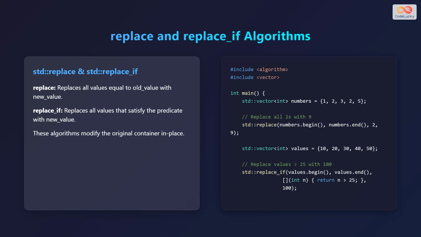Next, we create another vector of integers named values and initialize it with some values. Then we use the replace_if algorithm to replace all values greater than 25 with the value 100. The replace_if algorithm takes 4 arguments: the beginning iterator of the values vector, the end iterator of the values vector, a lambda function that checks if a number is greater than 25, and the new value, which is 100. Finally, the program returns 0, indicating successful execution.